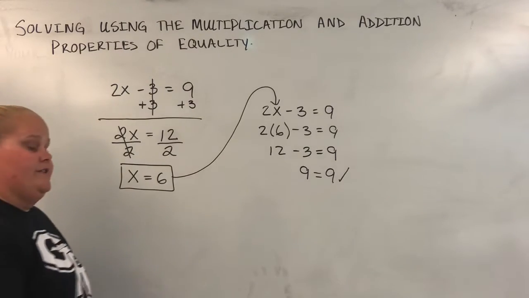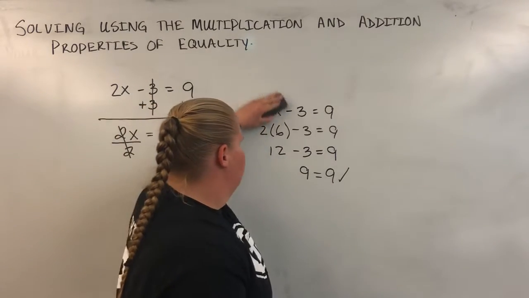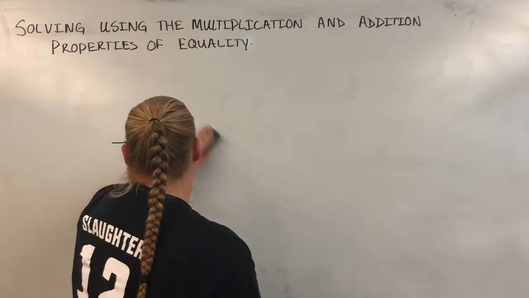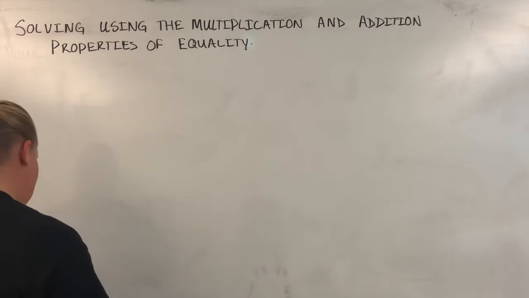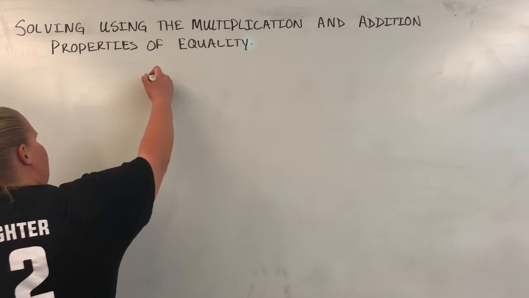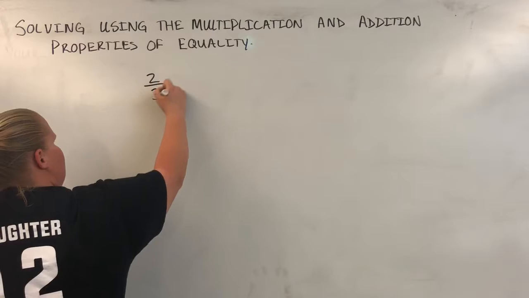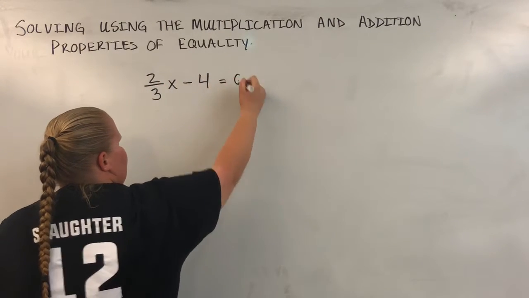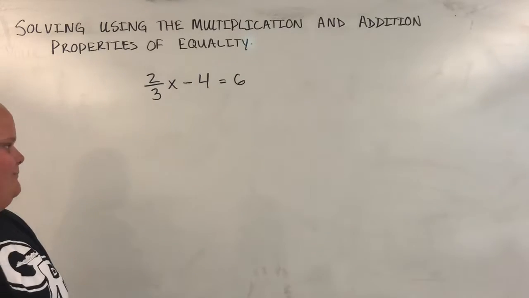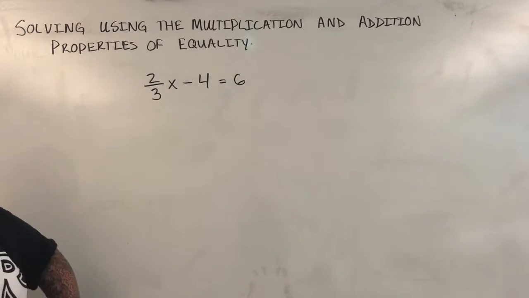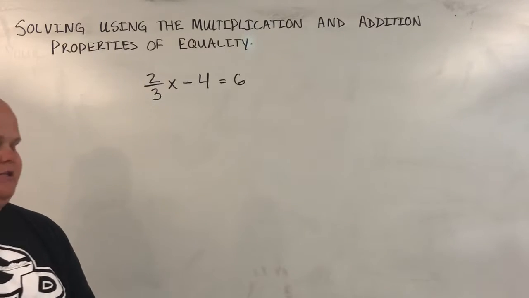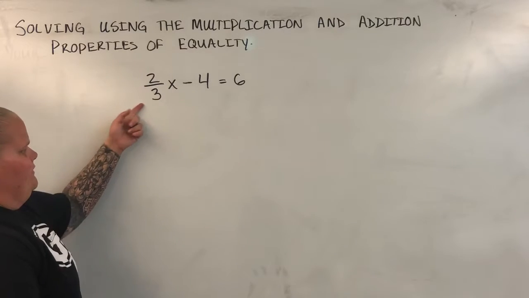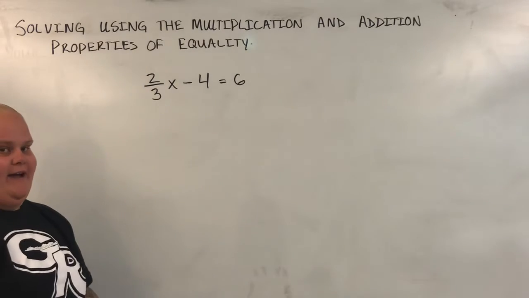Okay, we're going to look at one more example. We have 2 over 3 x minus 4 equals 6. Fractions, right? So what we're going to do is try and make everything as simple as possible, okay? So obviously, 3 is the only denominator that we have.